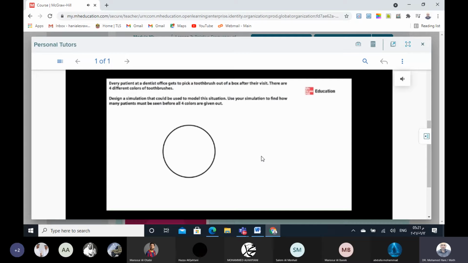Let's do a simulation using a spinner. And we're told that the dentist has 4 different colors of toothbrushes. So let's divide our spinner into 4 equal parts and label them. Let's say he's got blue and red and yellow and green toothbrushes. So the first thing we're going to do is label a spinner.